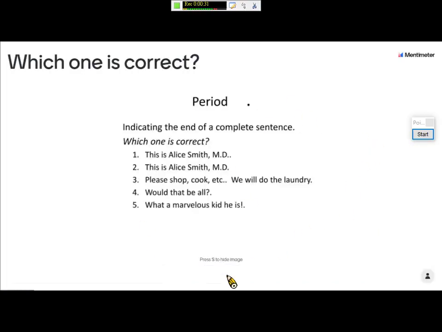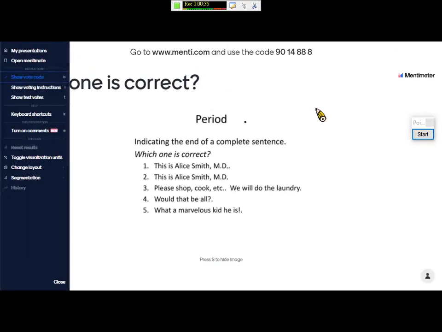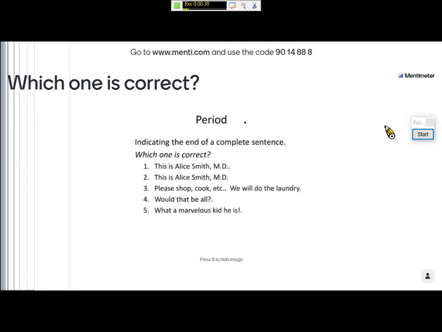So which one is correct? Try your best. And here is the code, please. Now, period, right? Which one is correct? Okay, the answer for this one is number 2.